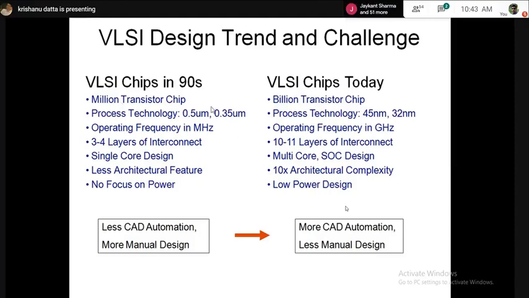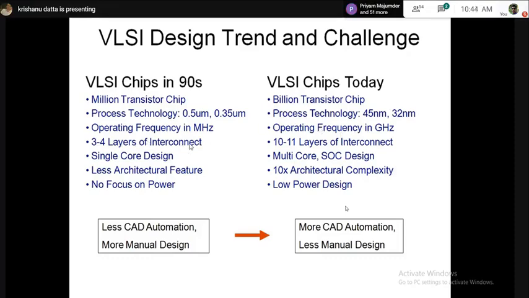For example, the first row: we used to do million transistors in the 1990s. Today we do billion transistors, 1,000 times more. The process technology used to be 0.5 micron, 0.35 micron range. Today we are talking about nano devices: 45 nanometer, 32 nanometer, 22 and beyond, up to 7 nanometer in the market today. Operating frequency used to be in megahertz. Today we are talking about gigahertz. Again, 1,000 times more frequency.